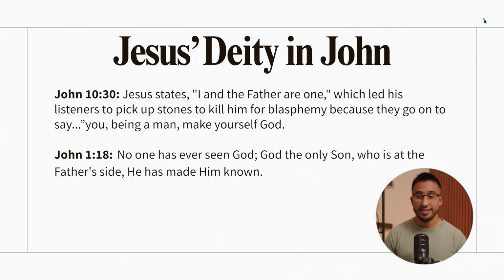He is eternal. Now, jumping into John 10:30, Jesus states, "I and the Father are one," which led his listeners to pick up stones to kill him for blasphemy, because they go on to say, "You being a man, make yourself God." So the Jews knew very well what Jesus was claiming when he said, "I and the Father are one." They wanted to kill him for blasphemy because they said, "You being a man, make yourself God." And we know that God is one in three, the Father, Son, and Holy Spirit.